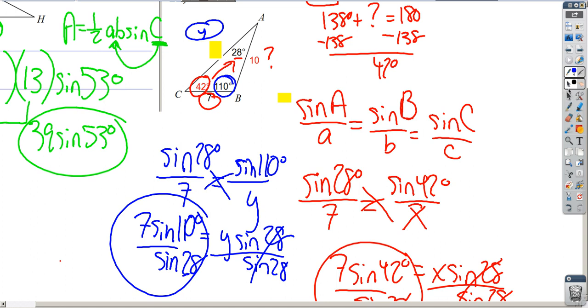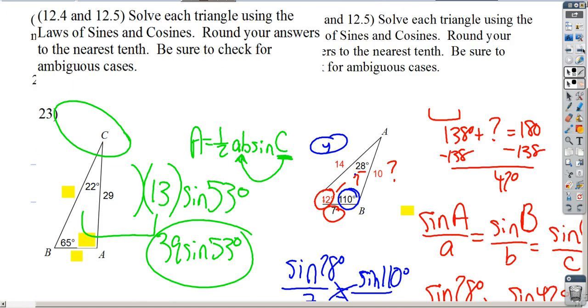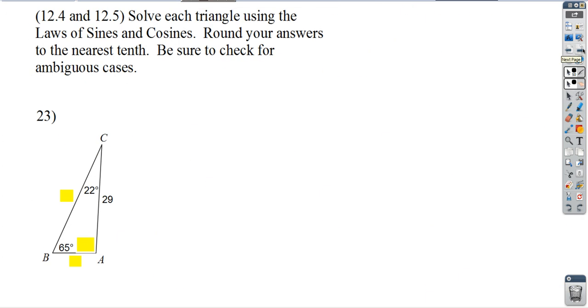It's messy looking too. When you plug that in a calculator, you should end up getting the number 14, at least rounded to the nearest tenth. It might be 13.9 something, which rounds up to 14. Okay, again, it says check for ambiguous cases here, but we can't have an ambiguous case because they're giving us the picture.